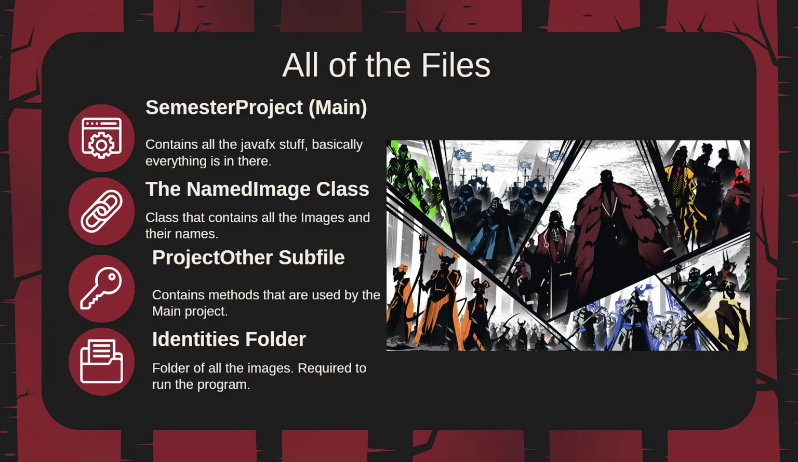So I have 4 main files I made for this. The semester project is the main file, where it's going to contain all the Java effects stuff, and basically everything's going to be in that main file. The named image class is a class I made that contains all the images and all the image names. We'll go over the named image class a lot more later. The project other subfiles is where I contained methods that I didn't want to put in the main semester project file because I thought I'd probably get overloaded.